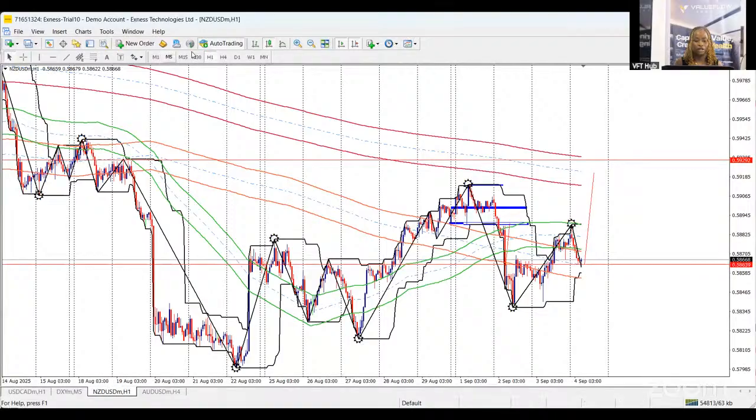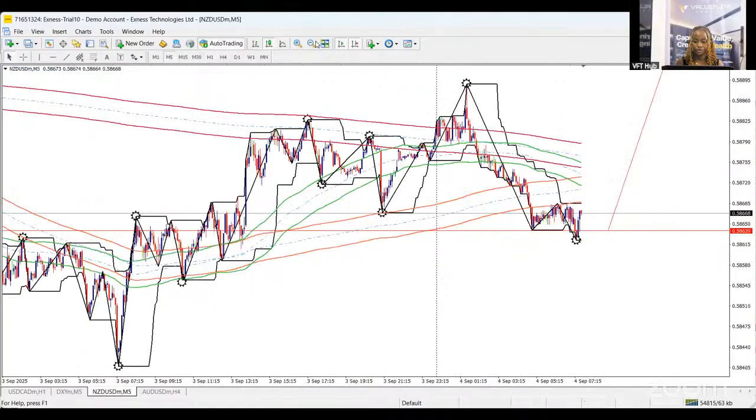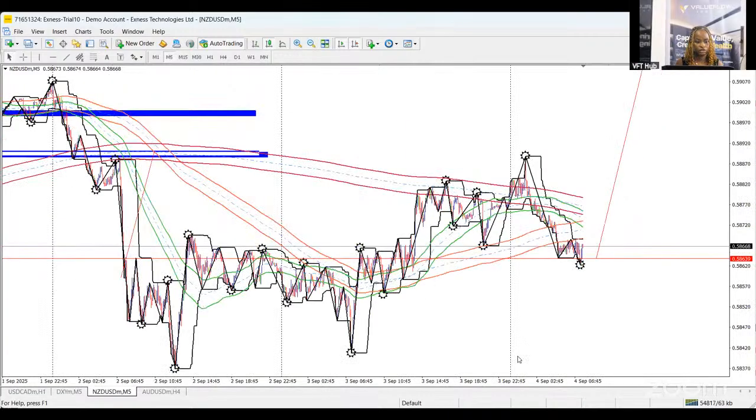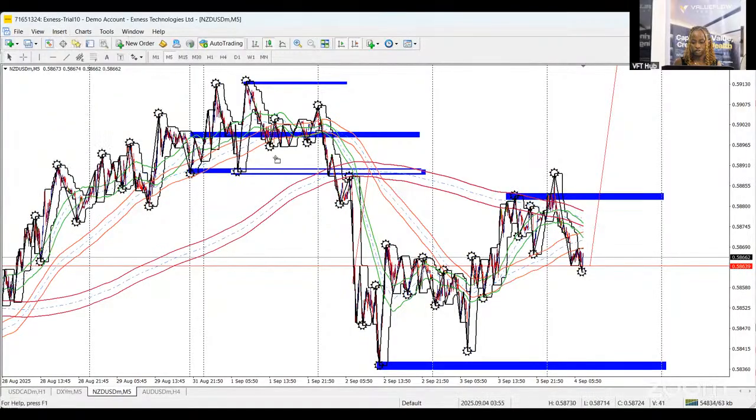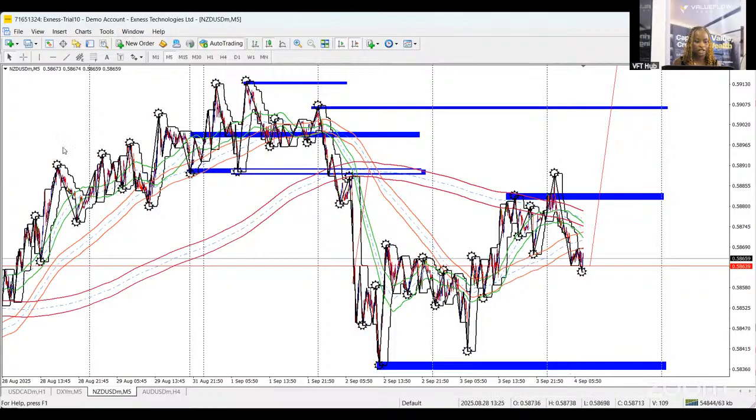M5, same thing. Let's mark out those 4 zones. Only focus on the levels I'm marking out into today's price movement so you don't get confused, please. This is simply yesterday's high and low, day before yesterday's high and low. 1, 2, 3, and 4. So if price finds support around this level, we may see a buy on NZD.